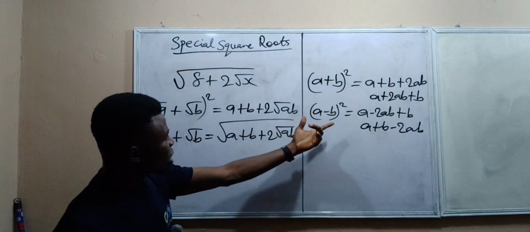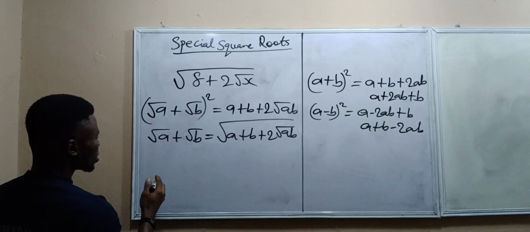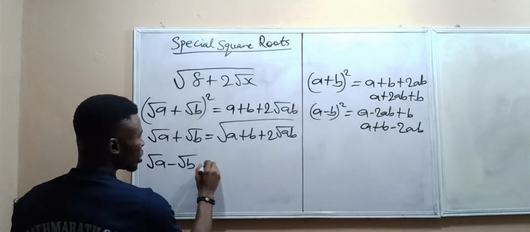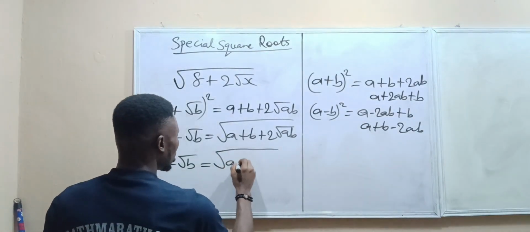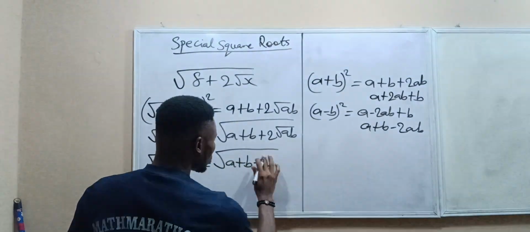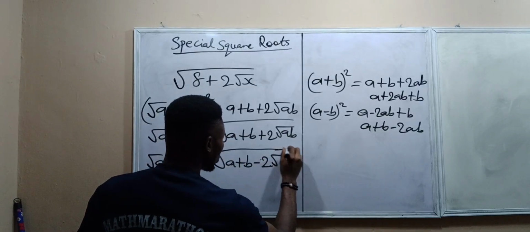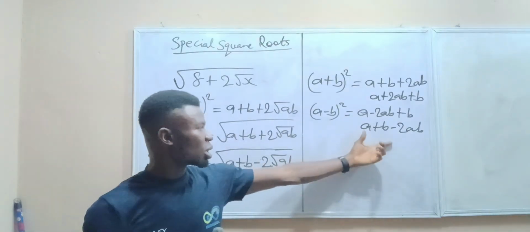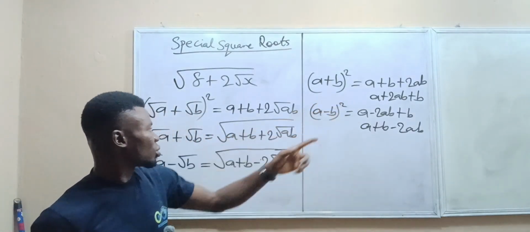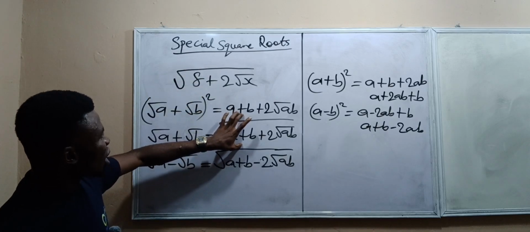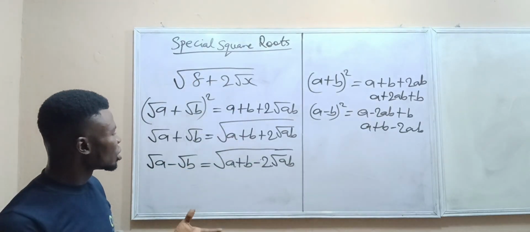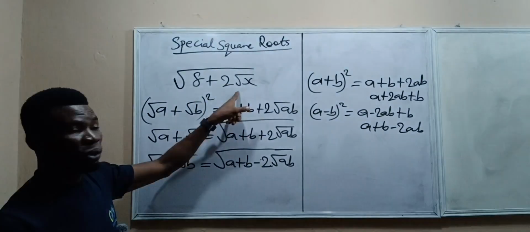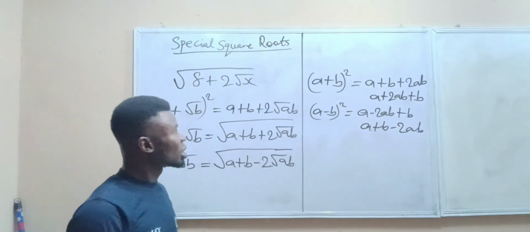Now, the same thing for this second one. Notice that if we follow this same process, we get that square root of a minus square root of b will give you square root of a plus b minus 2 square root of ab. So this is it. This is for the second one. This is that first one. Notice that this and this look alike. The same thing with this and this. So to solve it, you compare these two terms with the first one, and then compare the last one with this last one. So let's take an example.